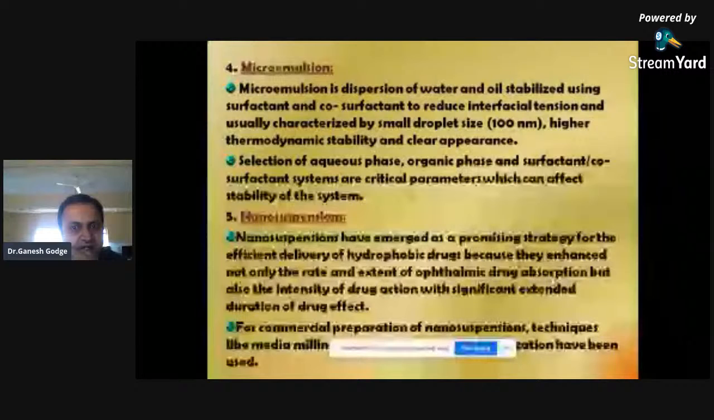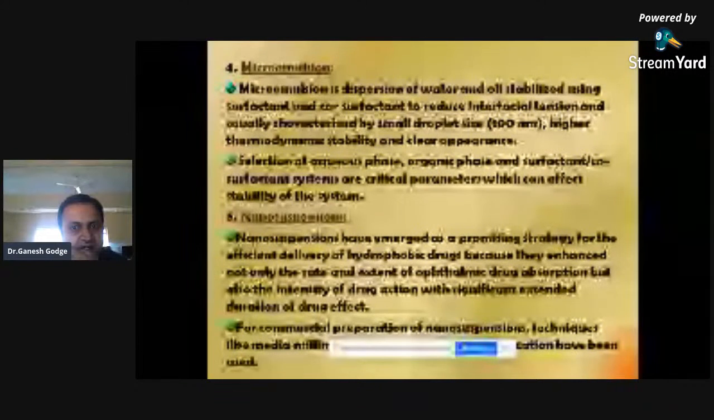After microemulsion, another type of ophthalmic formulation is nanosuspensions. Nanosuspensions have emerged as a promising strategy for the efficient delivery of hydrophobic drugs because they enhance not only the rate and extent of ophthalmic drug absorption, but also the intensity of drug action with significantly extended duration of drug effect.